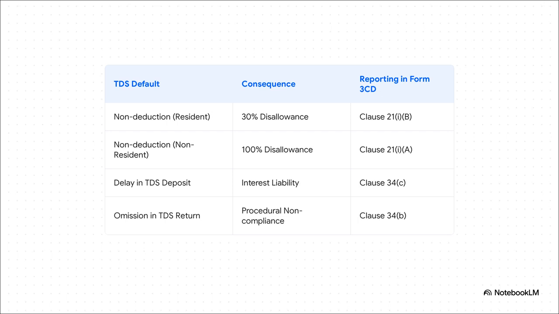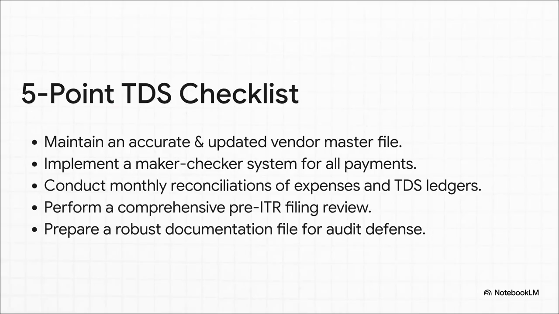Right next to it is the clause for residents. Even just being late to deposit the TDS gets flagged. The key takeaway here? There's literally nowhere to hide. These errors will be found and documented. So, how do you stay ahead of the game? Here's a simple but incredibly effective 5-point checklist.